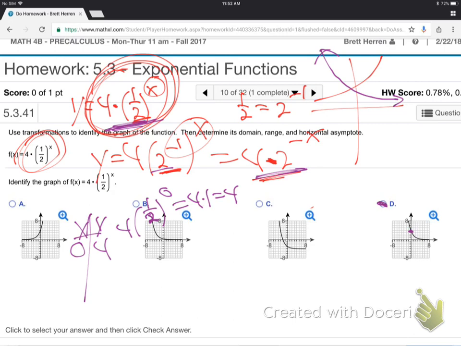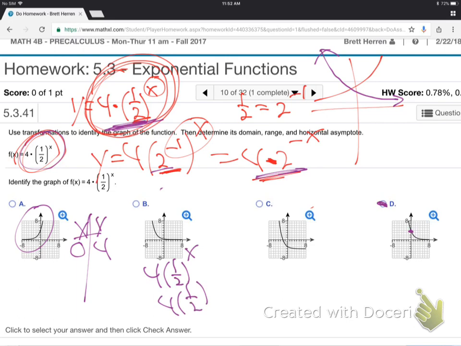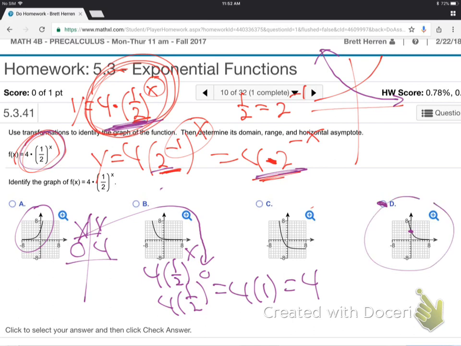Is that okay? Want me to write that cleaner for you? Right, but we already know it's not A. Yeah, good point, Matthew. We know it's not right because it hasn't been flipped sideways. That's why it's not A. So 4 times a half to the x. 4 times a half to the 0, I put in the 0, is 4 times 1. Anything to the 0 power is 1, so 4. So 0, 4. Yeah, A and D both have 0, 4. D's the one that's been flipped sideways because of the negative power.